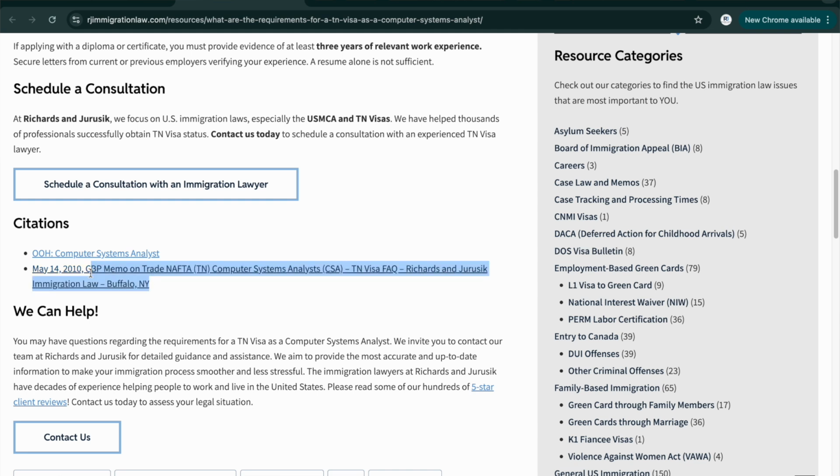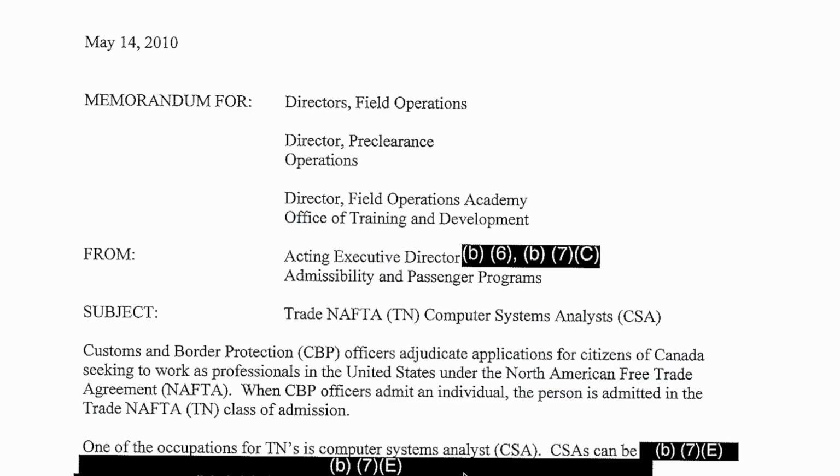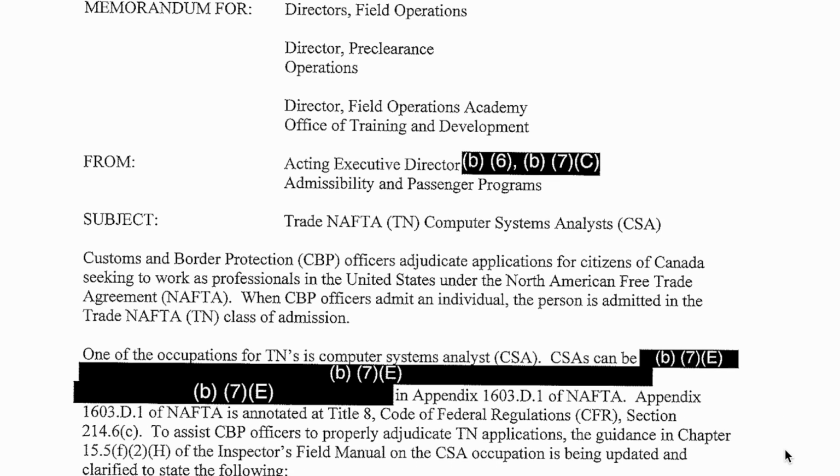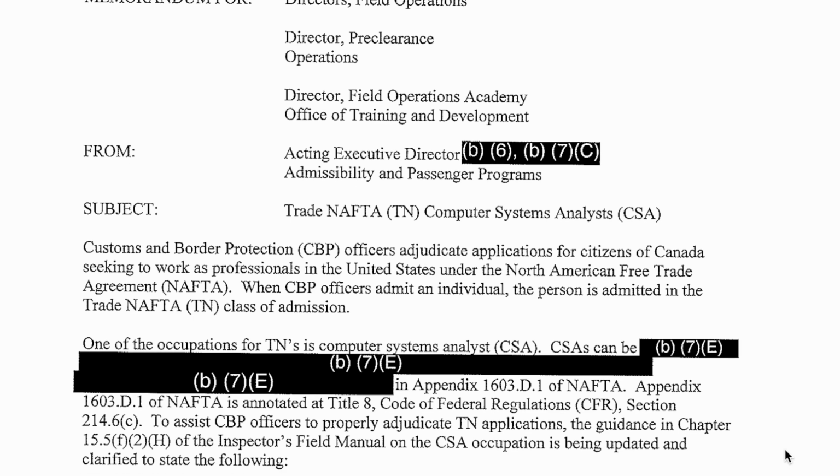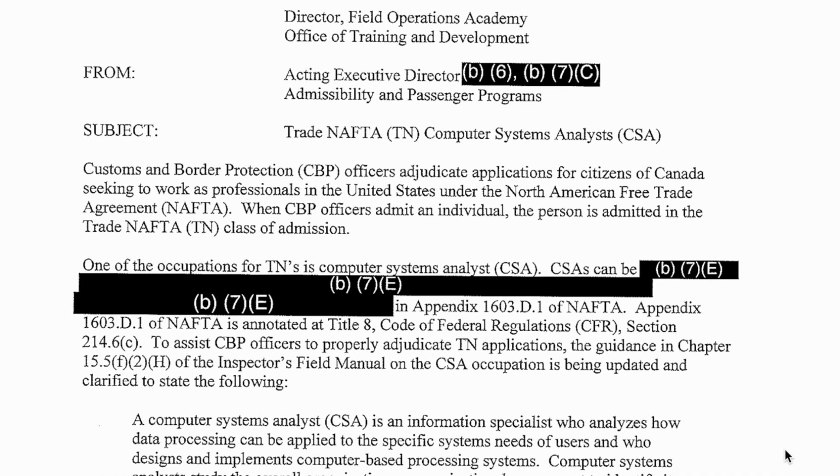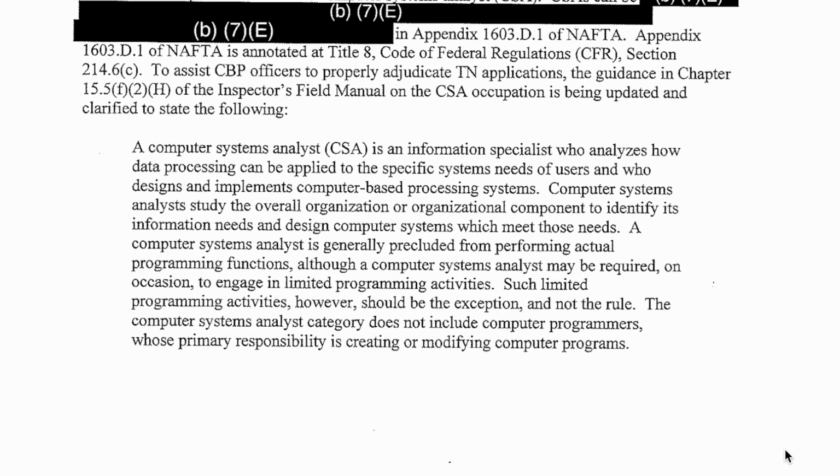memo from U.S. Customs and Border Protection from 2010 that really explains what a computer systems analyst is for TN visa purposes. And it's important to understand the contents of that memo and who does and who does not qualify as a computer systems analyst. So that's where I'm going to start. I'm going to start with that memo.